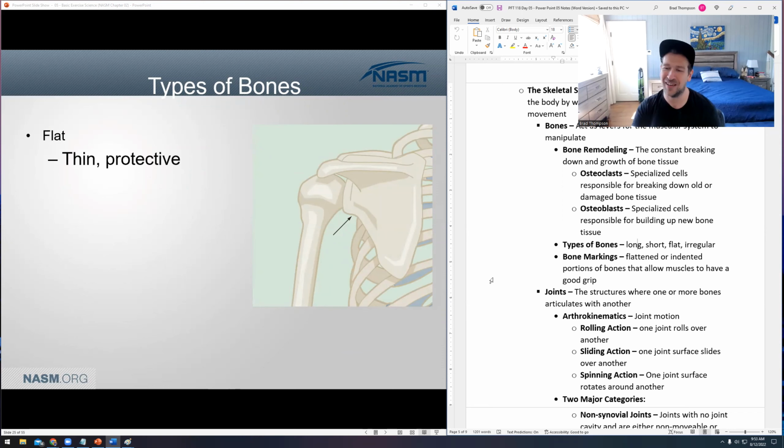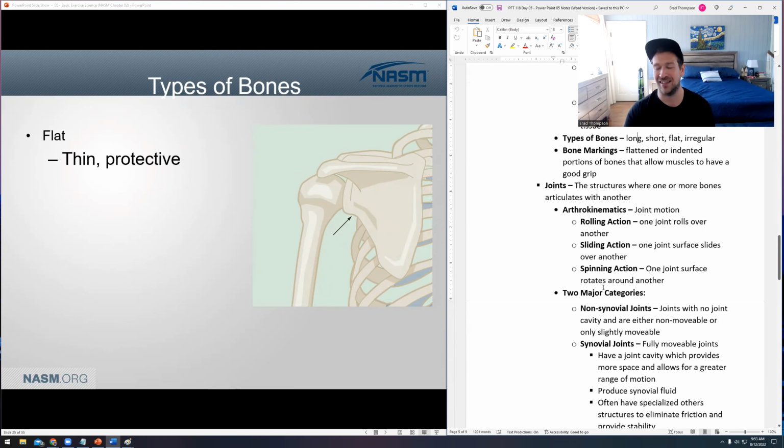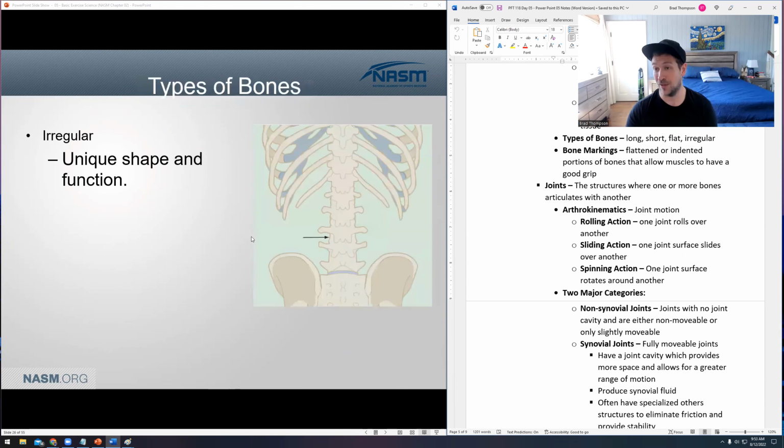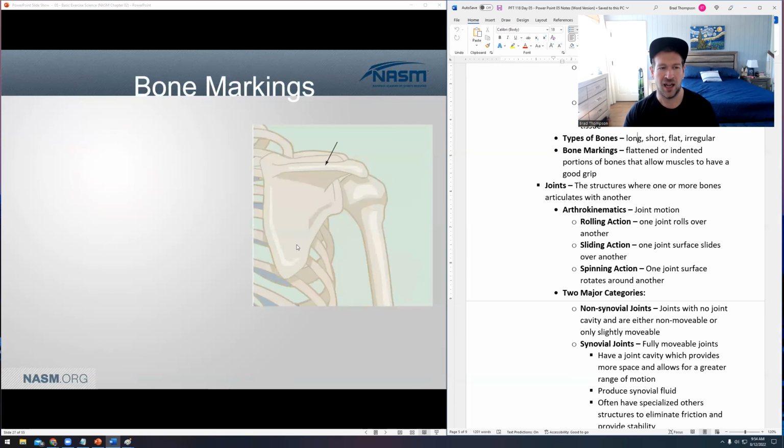And then we got my favorite category at the very end, and it's like scientists just ran out of names for stuff. We got irregular bones, which are all the funky looking ones. So like your spinal processes, for instance, your spinal discs are irregular bones, all the weirdly shaped stuff is what we consider to be irregular bones.